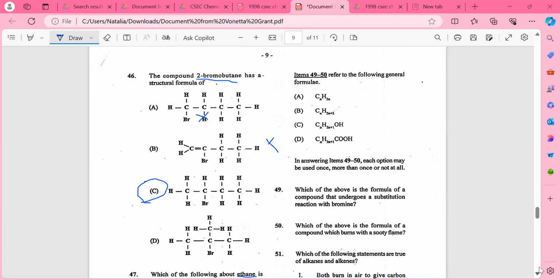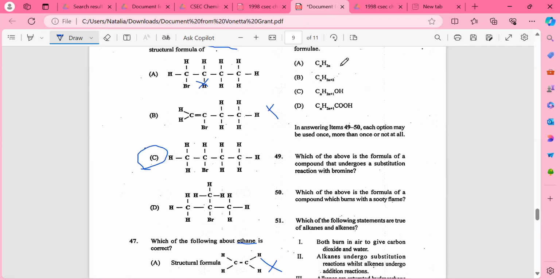CnH2n. So these are some general formulas. So general formula for alkene, followed by alkane, followed by alkanol, followed by carboxylic acid. Which of the above is the formula for a compound which undergoes substitution? So we're looking for an alkane. General formula for the alkane is shown at B.